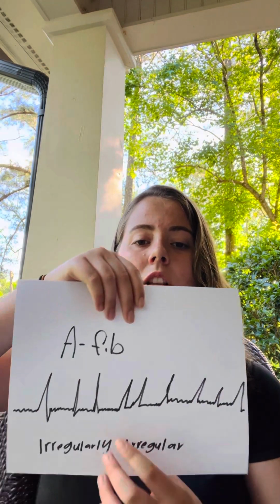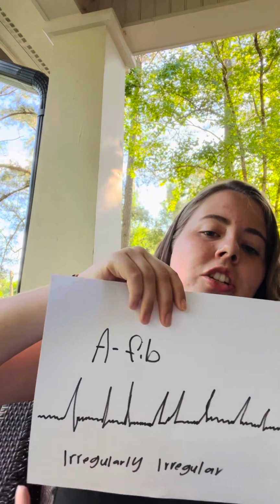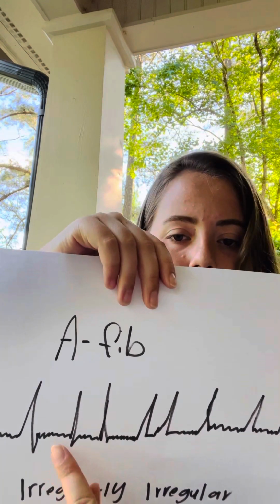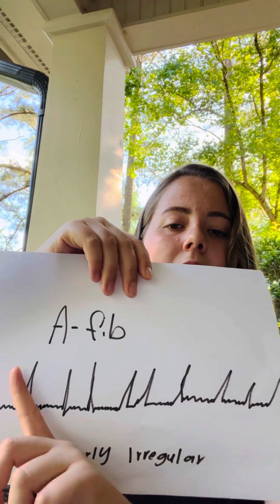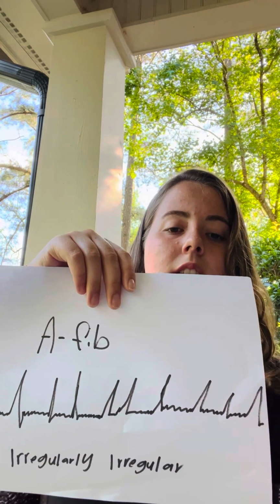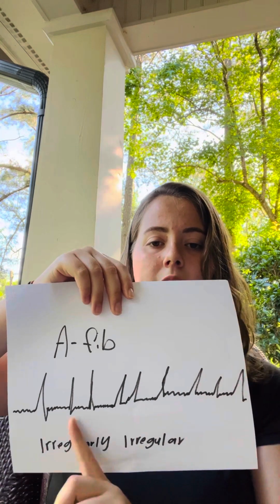It's one of the most common arrhythmias you're going to see. This is kind of what it's going to look like. It's a bad picture, but you're going to have a lot of what we call fib waves right here, and then irregular QRS complexes. Like I said, very irregular. It's very hard to count the ventricular rate.